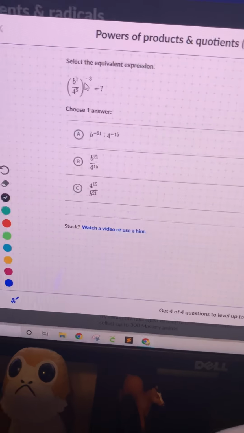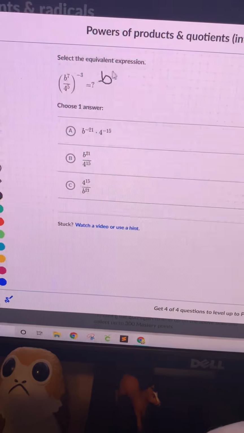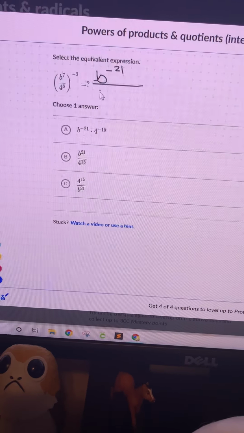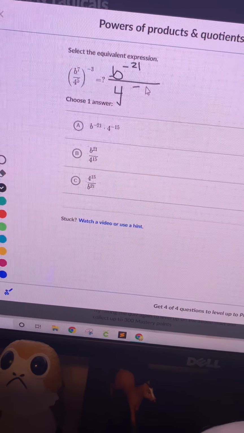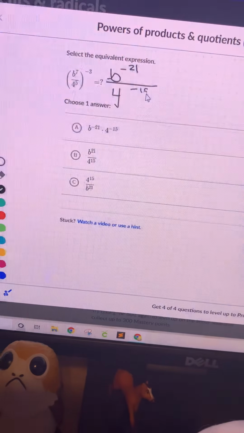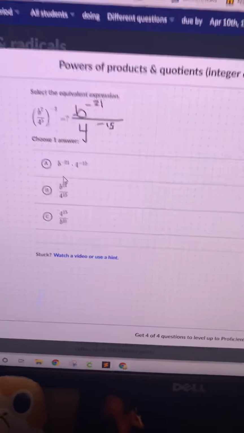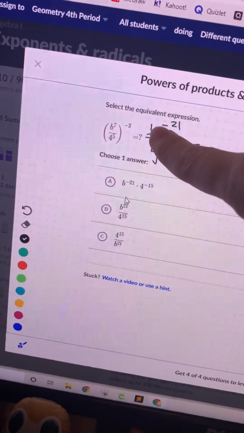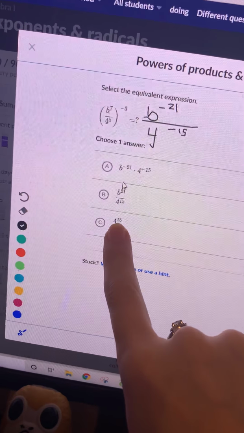We've got this one. Multiply the exponent, so b 7 times negative 3, that would be negative 21. For my 4, I've got 5 times negative 3, would be negative 15. So again, that's not exactly what's down here. Since they're both negative, it means we need to flip it over. So the 4 should be on the top, the b should be on the bottom, which means we should have this one here.